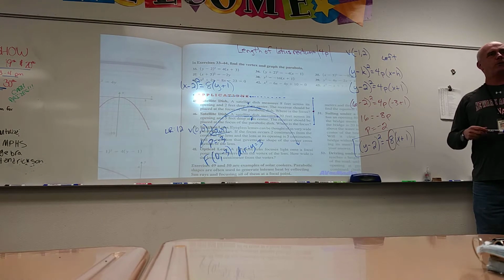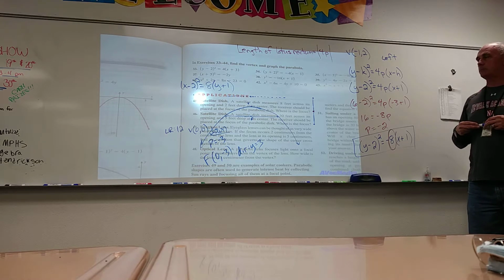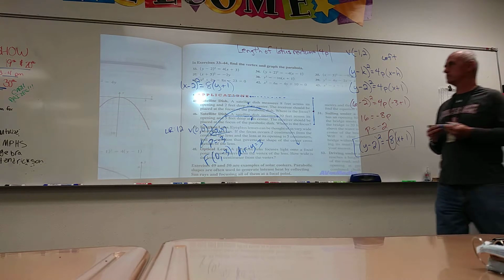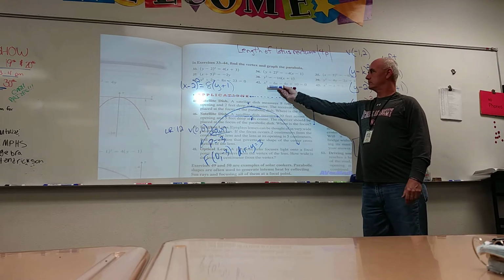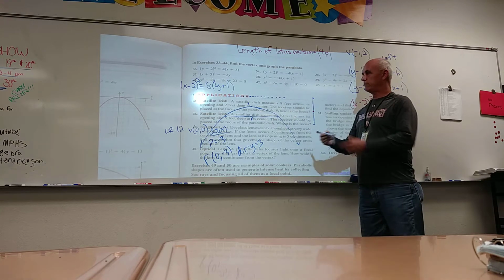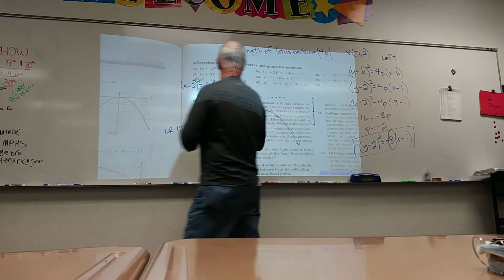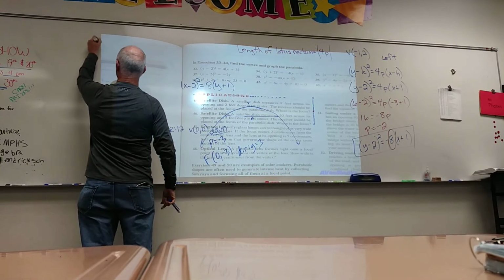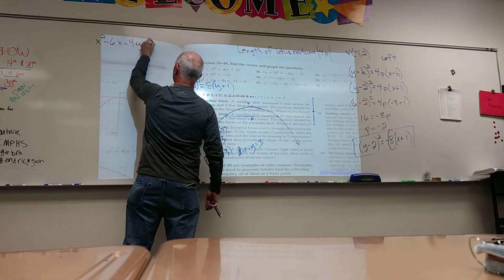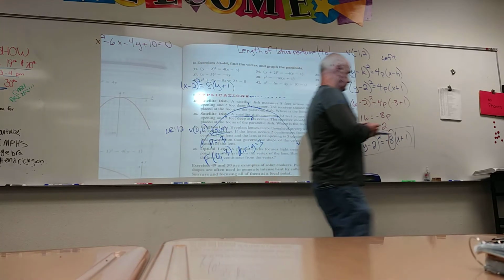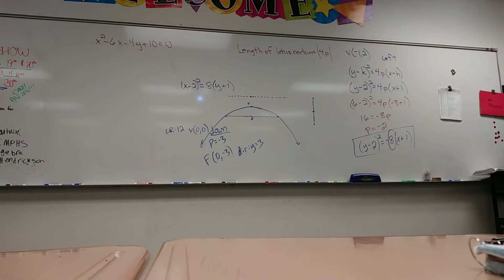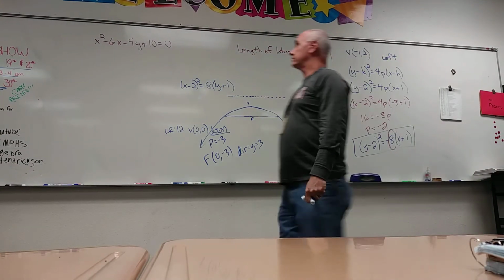How would you feel about finding the vertex and graphing number 42? Sure. Let's work on 42. Would you feel less confident about it at this moment? A little bit. So therefore, we should probably do that one, huh? Yeah, sure. x squared minus 6x minus 4y plus 10 equals 0.